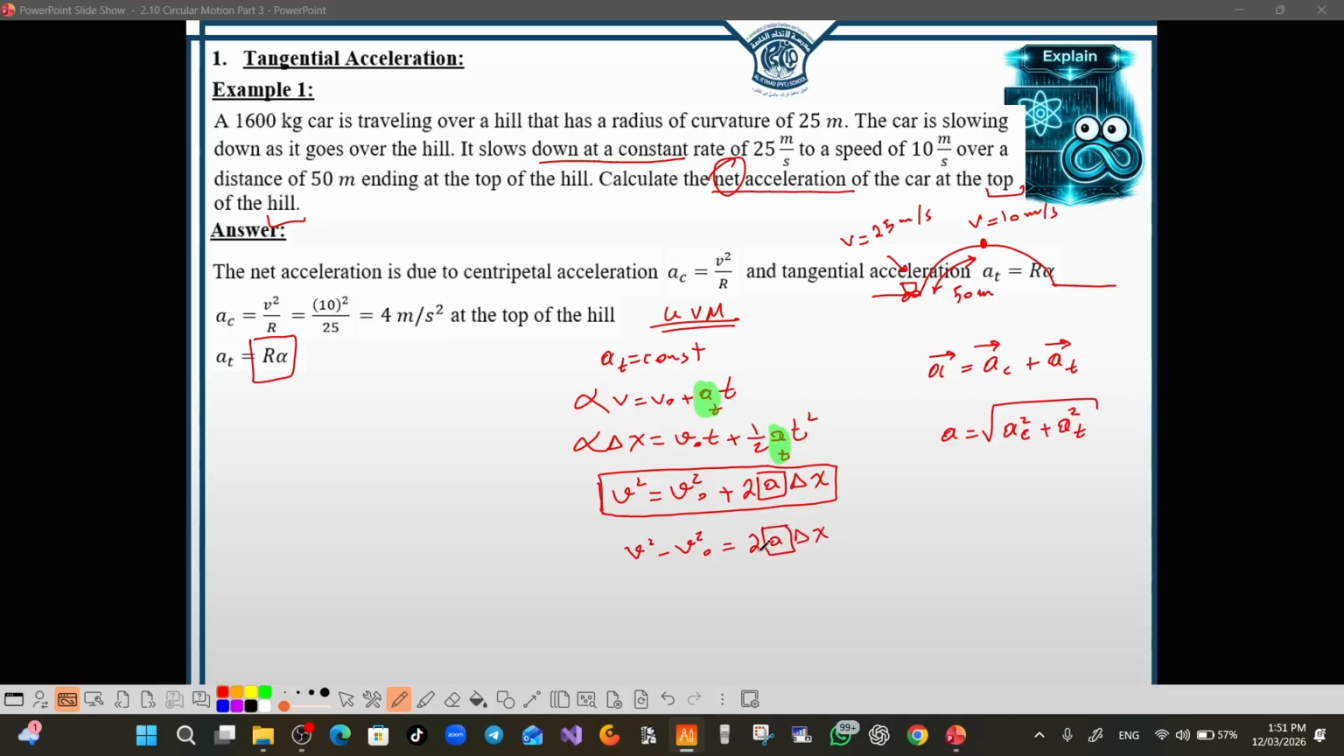Remember, we are looking for the tangential acceleration, so we just move 2 and delta x to the other hand side and they become division. So v squared minus v0 squared over 2 delta x is the acceleration. Now let's substitute. The v final is 10 squared minus the v initial 25 squared, and the 2 times the distance traveled along this surface is 50 meters. And as a result, the answer will be minus 5.25 meters per second squared, I guess.